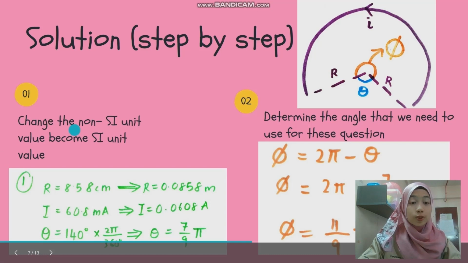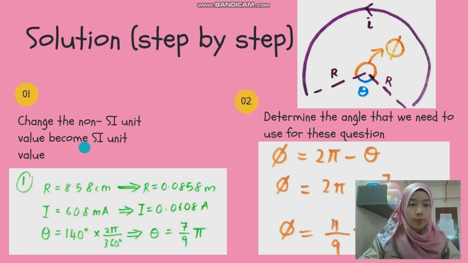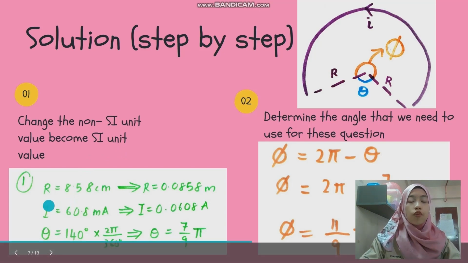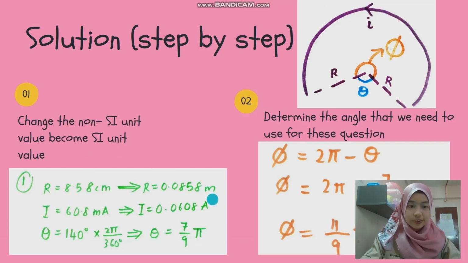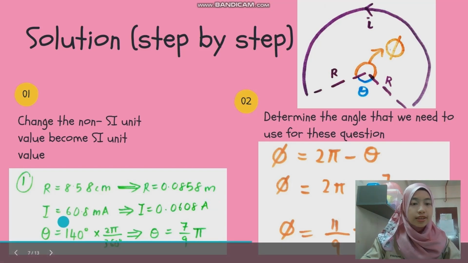Firstly, we need to change the non-SI unit values into SI unit values. It is given in the question the value of R in centimeters. We need to change it into meters, and then the value of current into amperes and theta into pi.